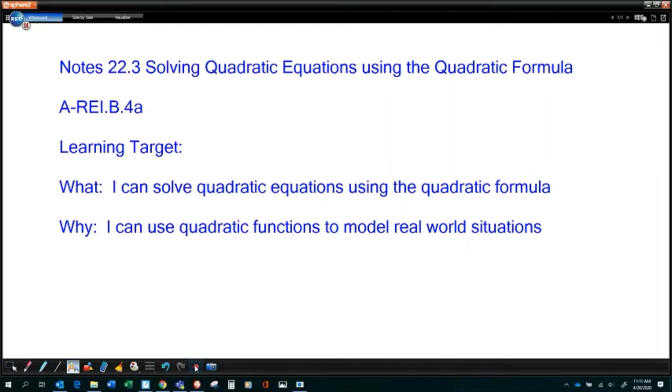This lesson is going to focus on solving quadratics using the quadratic formula. If you'd like to take a moment and write down the learning target, then hit play when you're ready to continue.